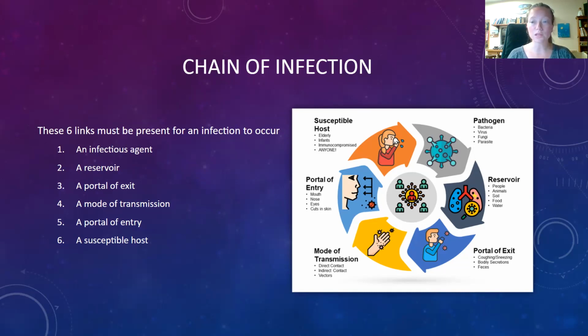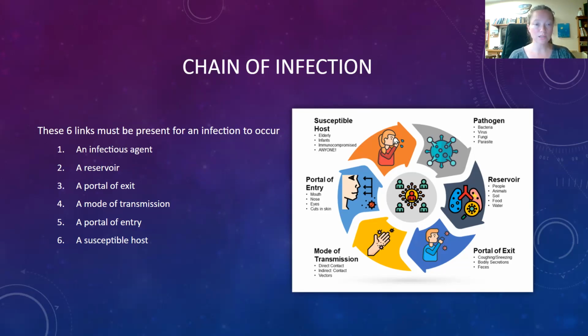All of those things can be a reservoir. Number 3, the third link, is the portal of exit. This is how or where the germ leaves the reservoir, leaves its home. So when we're talking about our bodies, this can be the skin, respiratory tract, GI tract, any of our mucous membranes like our eyes, our mouth, etc.